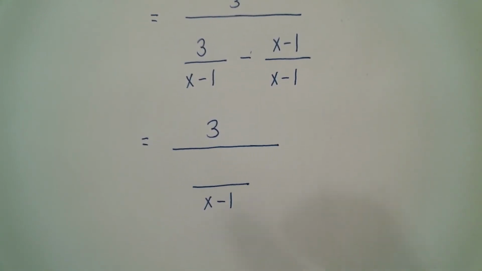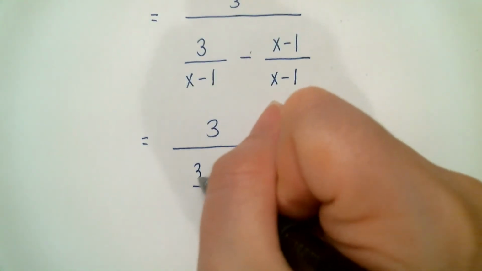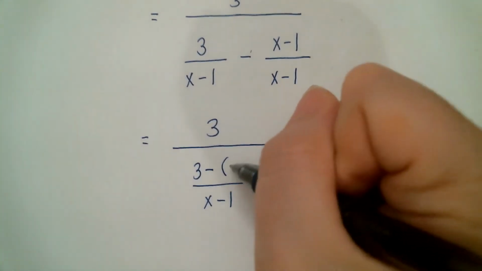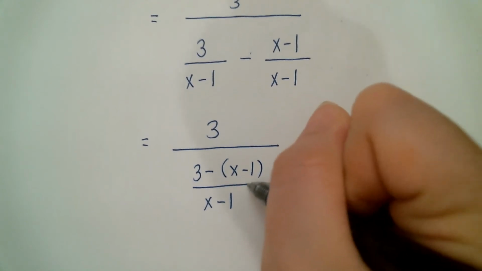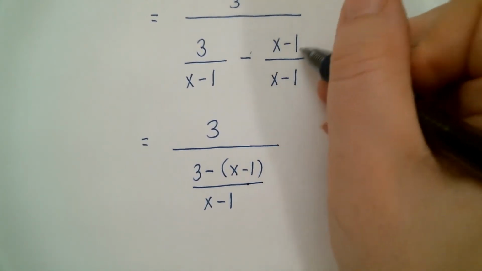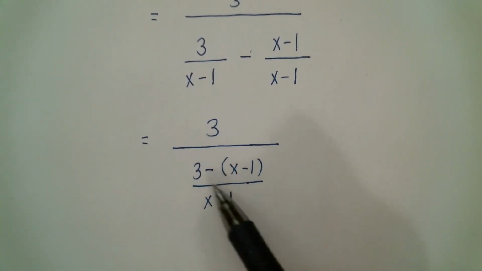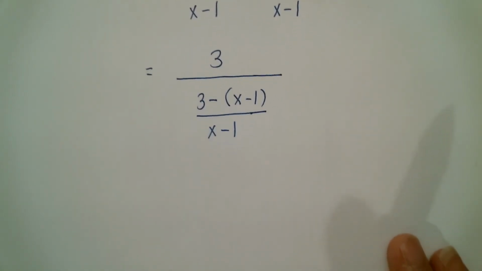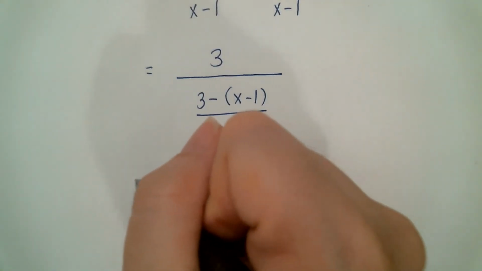Now you can subtract across the top. Be careful here because it is going to be 3 minus this whole entire package deal. So you're going to have to use parentheses here. You're subtracting all of x minus 1, so that negative is going to have to get distributed. All right, so let's keep simplifying.